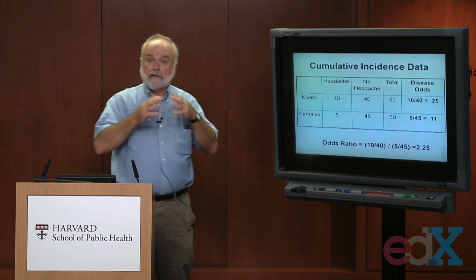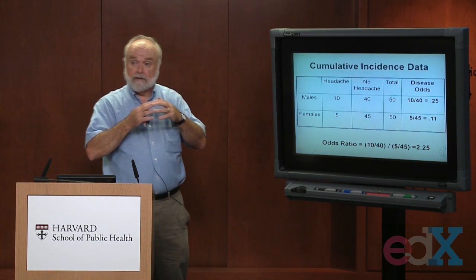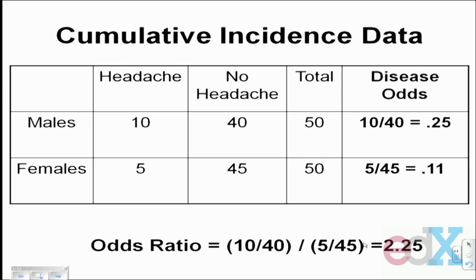Now, if you want to build in a measure of association, we could develop a ratio. We could divide the odds of headaches among the men, 10 divided by 40, divided by the odds of headaches among women, 5 divided by 45, giving us a ratio of 2.25. How we interpret this odds ratio is similar to how we interpreted risk ratios. It's how much you have to multiply the odds of getting a headache for a woman to obtain the odds of getting a headache for a male. So it's a multiplicative factor again. The odds of headaches for men are 2.25 times that of women.